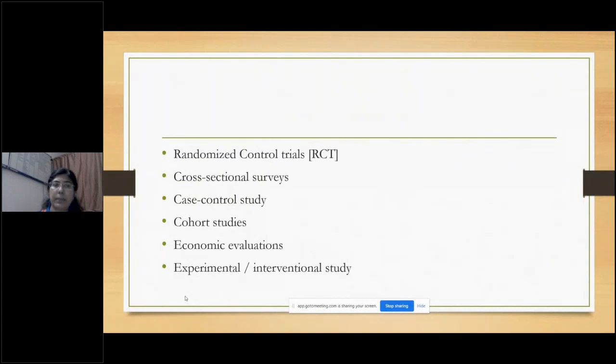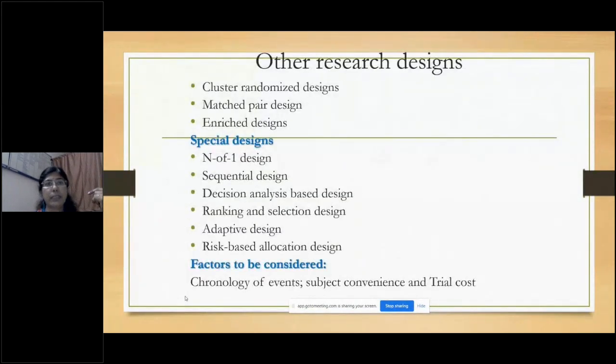These are other examples. Randomized RCT we have already discussed in the last lecture. Then cross-sectional, case control, cohort, economic evaluations, and experimental studies. Other research designs are cluster randomized designs, matched pair designs, enriched designs, and special designs are N of 1 design, sequential design, decision analysis based design, ranking and selection design, adaptive design, and risk based allocation design.